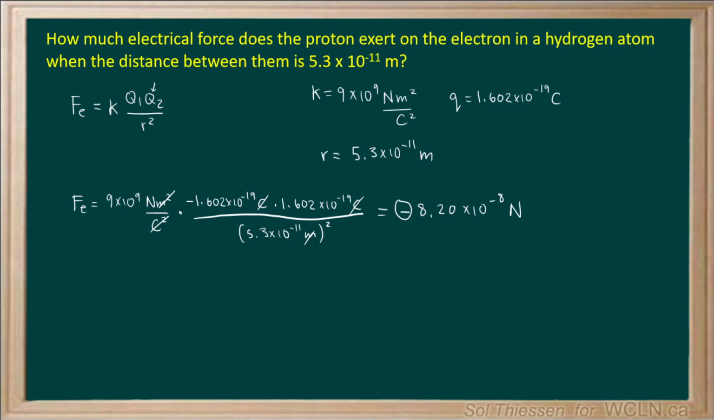Now this negative just indicates that the force is attractive. In this case, we can just quote the magnitude of the force in newtons. So the answer of 8.20 times 10 to the power of minus 8 newtons is acceptable.